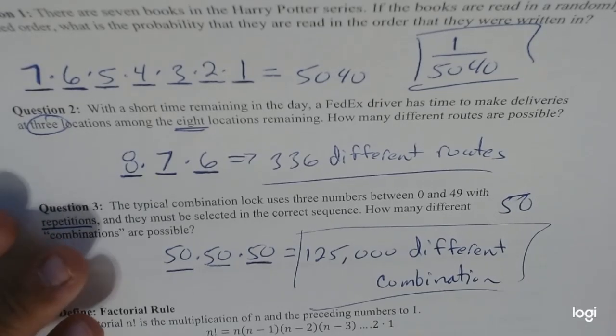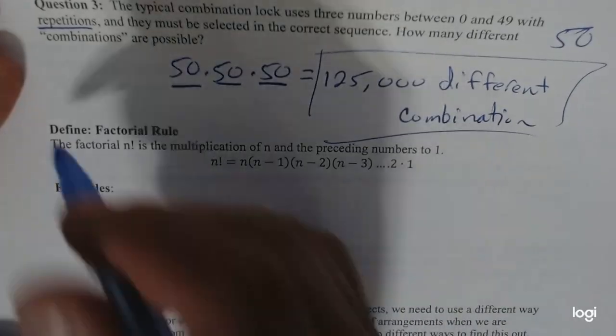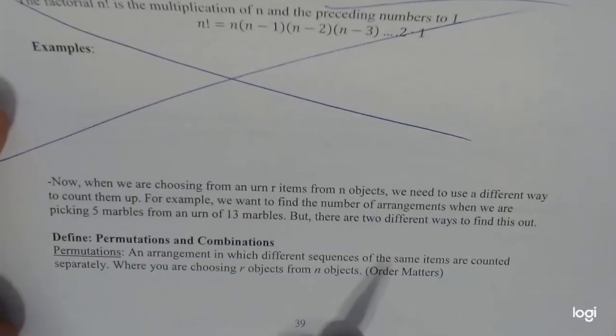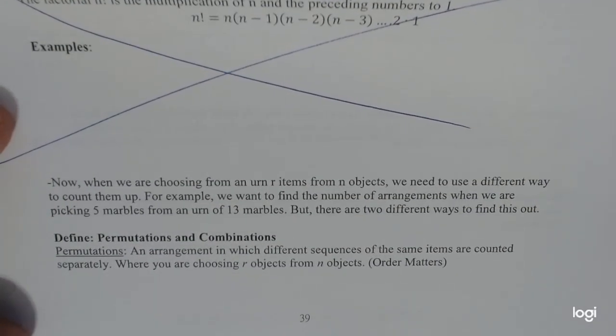So now we're going to learn a different way of counting as well. We're going to skip this factorial because we're going to use a calculator for that portion. Okay. So what we're going to do now is this concept down here. Let's suppose you have an urn of, let's say, 50 marbles, okay? And we want to choose 10 of those marbles. So I have a bag of 50 marbles, and I'm choosing 10.